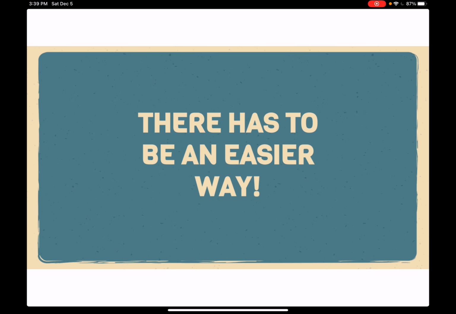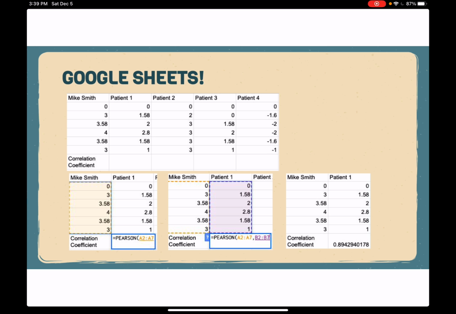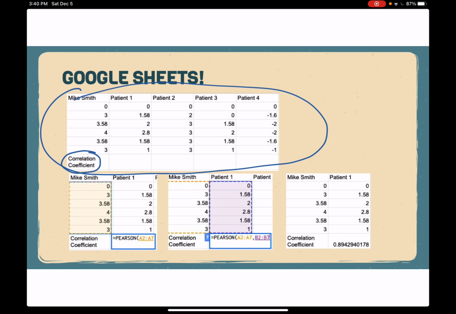So you can use Google Sheets to do all of this for you. What you're going to do is open up a new Google Sheet. You're going to put all of the DNA microarray results into the cells in Google Sheets. So you just copy down this table here. And then you're going to create a row underneath for the correlation coefficient. You don't need one for Mike because we're comparing Mike to each of the patients. So you'll just put it underneath each patient, how similar Mike is to each of those patients.